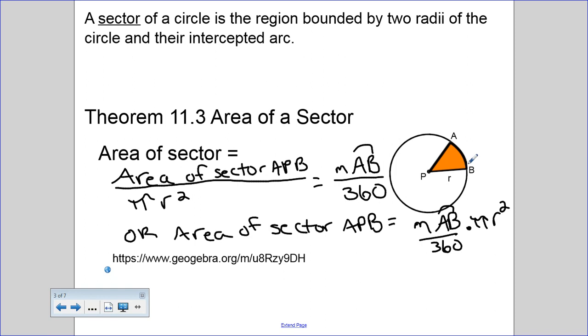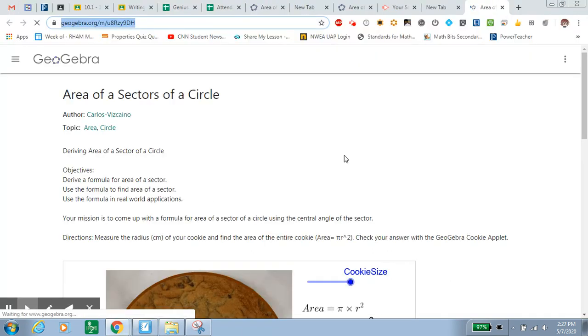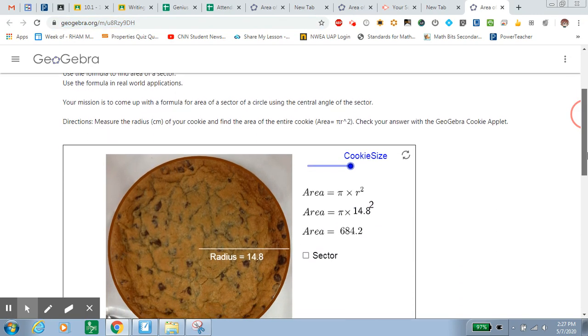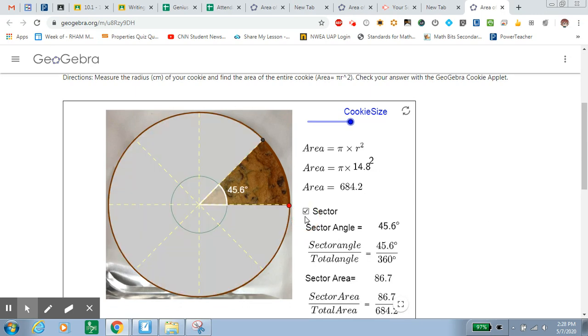If you're home and you've been playing games with your family, maybe you've been playing Trivial Pursuit. It's like one of those pieces in the wedge. So let's go see what this looks like. So this is on GeoGebra, and I'll put it in Classroom so you can play with it. So here's our cookie, and we see that we have the area of the whole thing, and when we want to find the area of that piece of the cookie, that's 1/8.